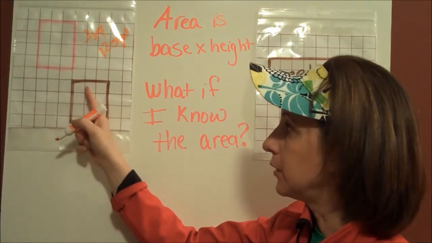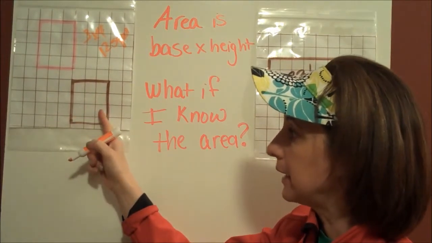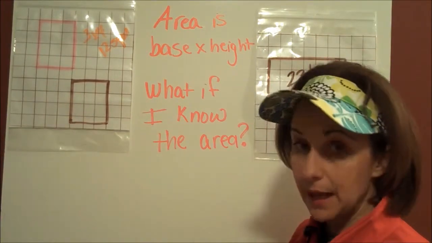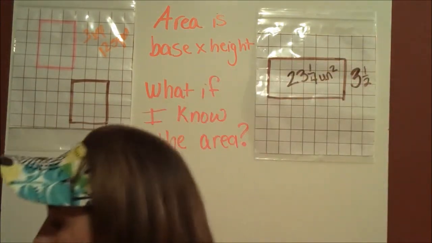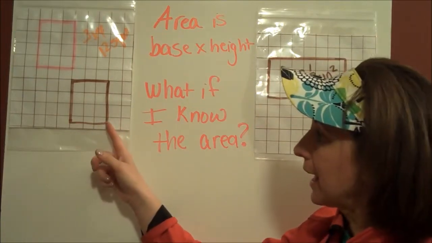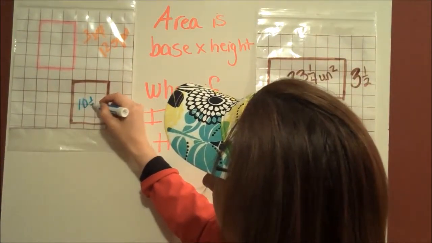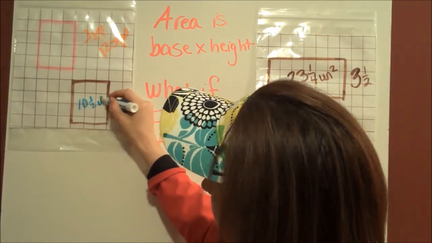This one is 1, 2, 3, 4, 5, 6, 7, 8, 9, 9 and a half, 10, 10 and a half is the area. Let's write that inside, and we're going to say units squared.